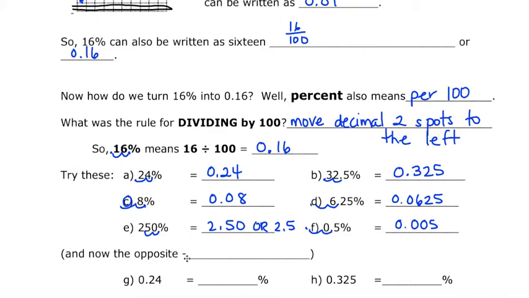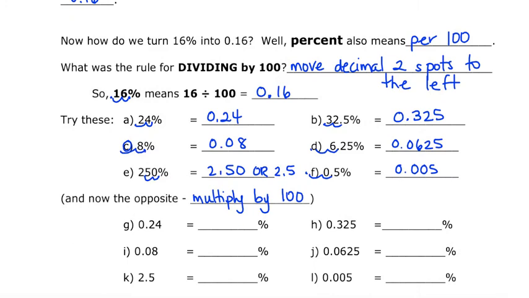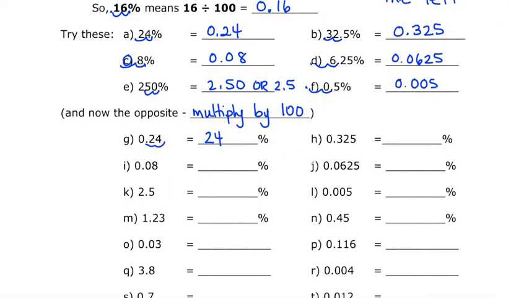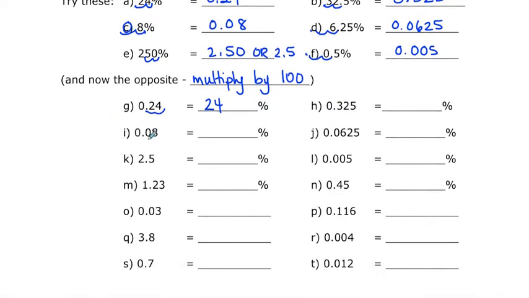So now let's think about the opposite. What if I was trying to go from a decimal number to a percentage? Well, then I would just multiply by 100. Remember when I multiply by 100, I move my decimal place 2 spots to the right. So look for that decimal place, move it 2 spots to the right, so it becomes 24%. And you're going to do that for all of these in this column. So 0.08, move that decimal place 2 spots to the right, becomes 8%.